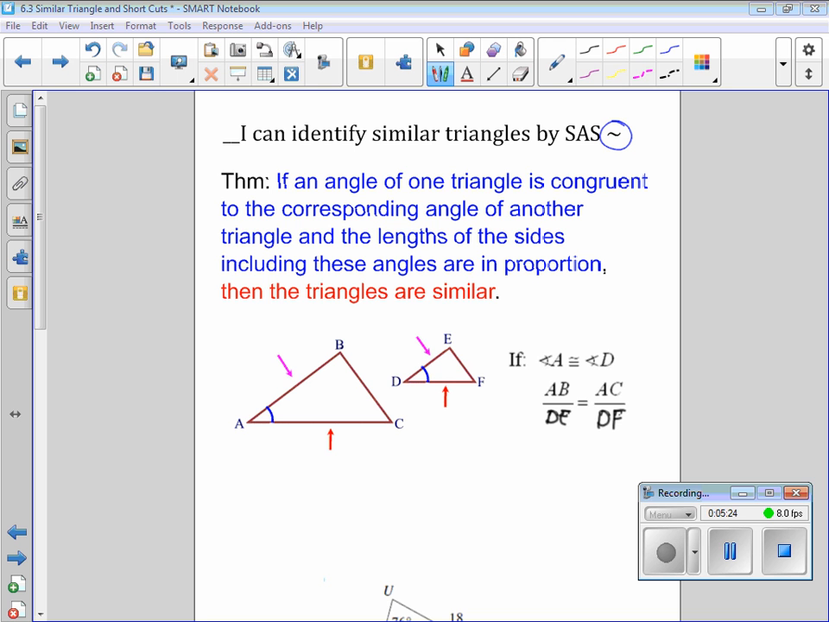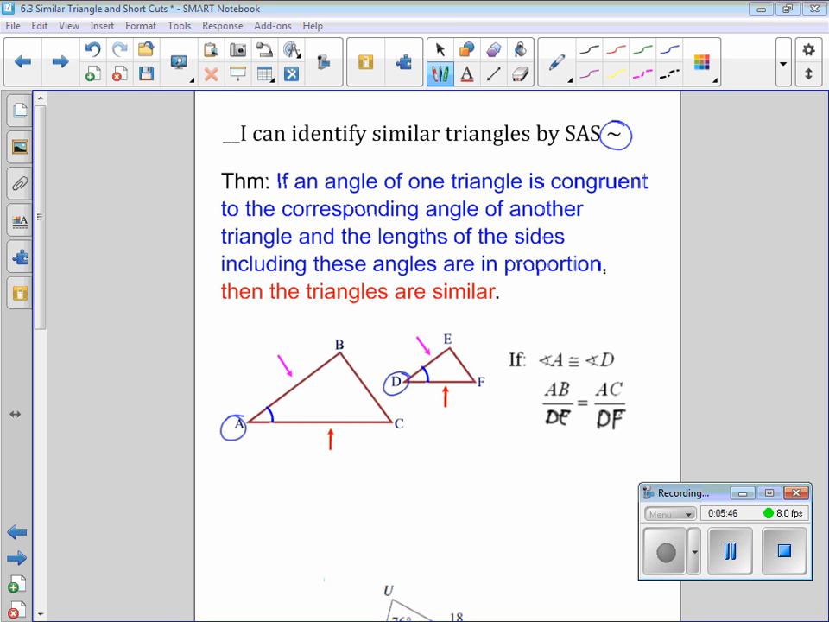If an angle of one triangle is congruent to the corresponding angle of another triangle, and the lengths of the sides including these angles are proportional, then the triangles are similar. Let's take a look at what that means. So I've got this angle down here, angle A and angle D. So that's the first thing. That's the pair of angles that are congruent. That stands for the A.